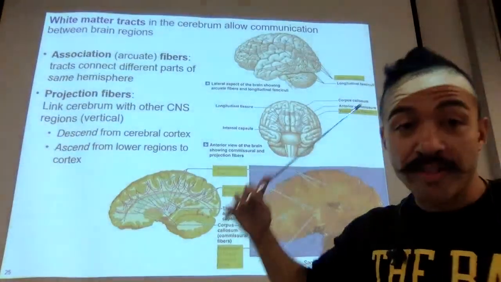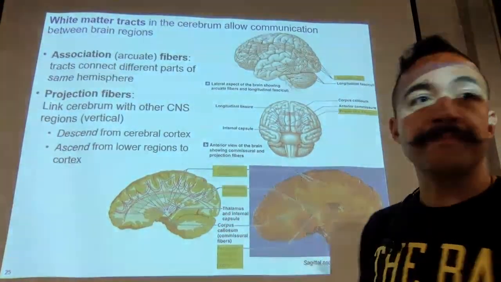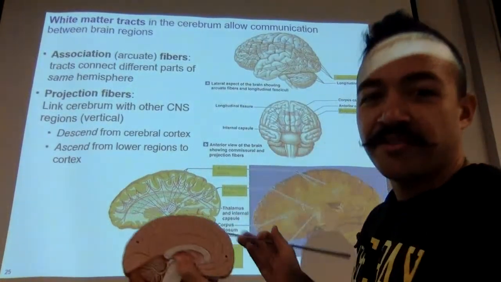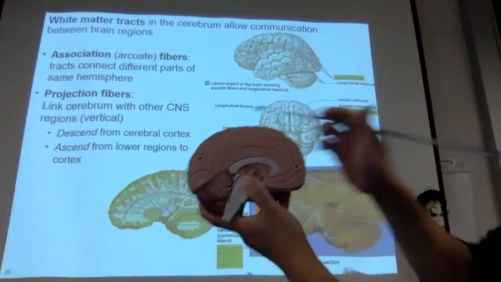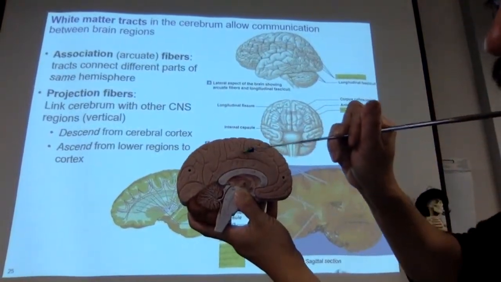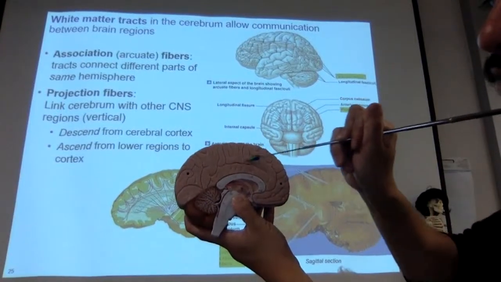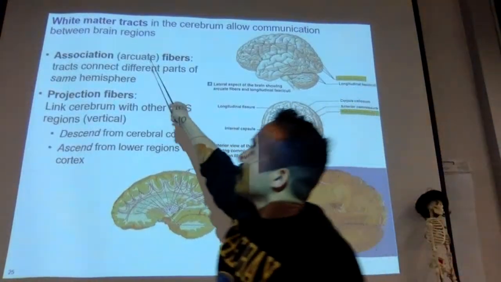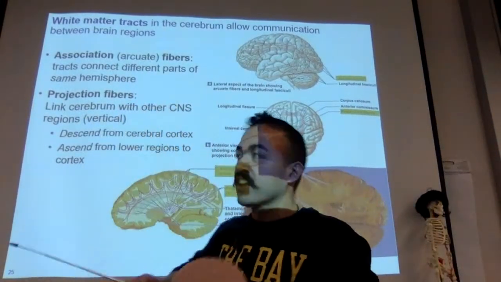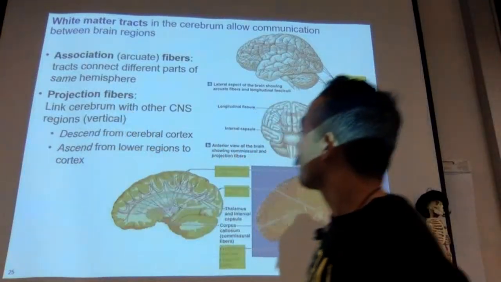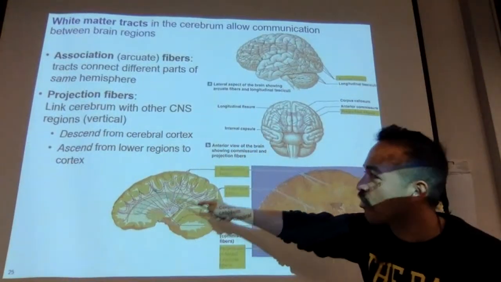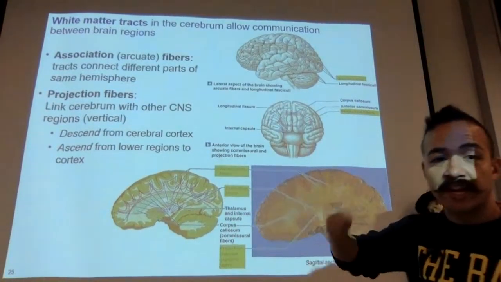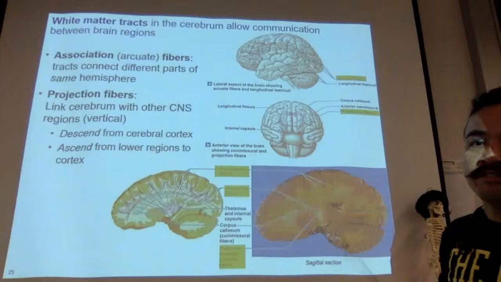If we want to talk within the same hemisphere, do I have a cut of this? Just have to use your imagination. If you want this area to talk to neurons over here, we need to form a connection like this. They're called arcuate, but in terms of their function, we're associating things, so they're called association fibers. Here you can see fibers crossing from one part of the cortex to another. These are association fibers. We're associating within the same hemisphere.